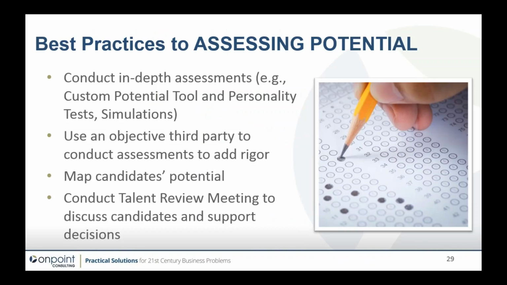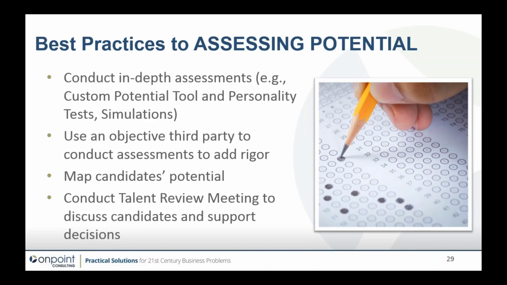So best practices in terms of assessing potential is to focus on an in-depth assessment. You want to use potential inventories, personality tests, and simulations. The more data points you have, the more robust your data is, the more confident you are in your data overall, and the more objective your data can be. It helps to use third parties who can be more objective and add rigor.